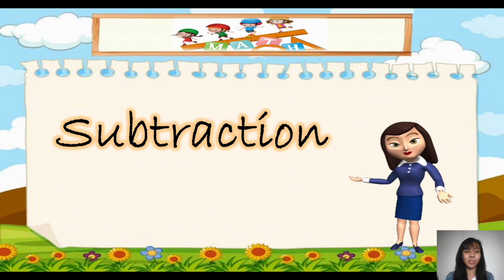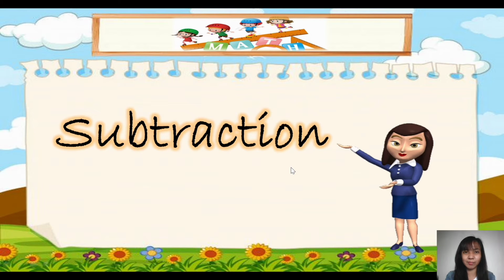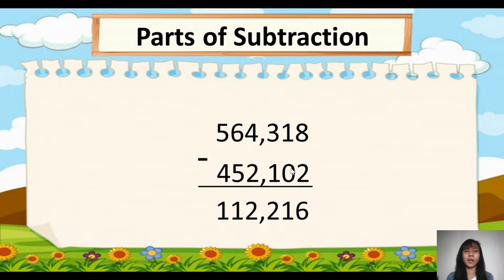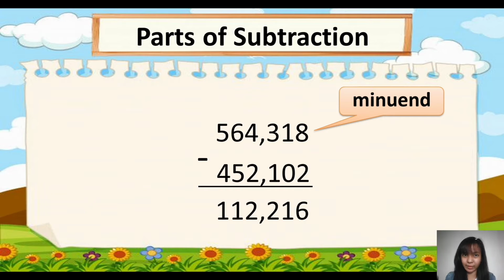Today we are going to talk about subtraction. Everybody please say subtraction. Alright, so these are the parts of subtraction. So we have here the top number, 564,318, and then the bottom number, 452,102, and then this number, 112,216. So the top number is called minuend.